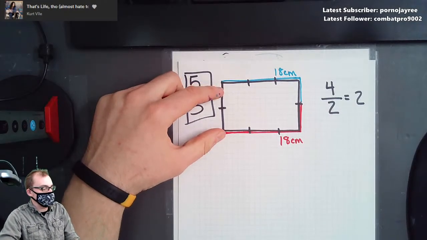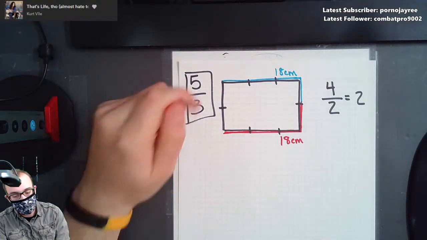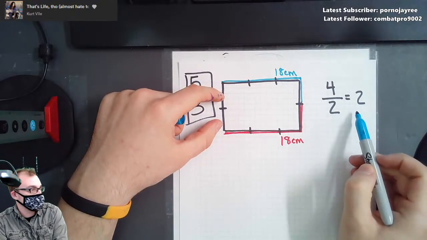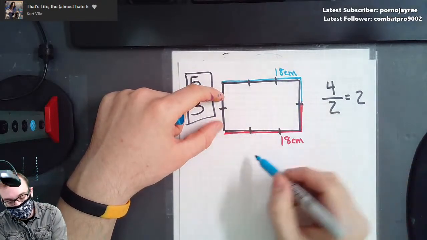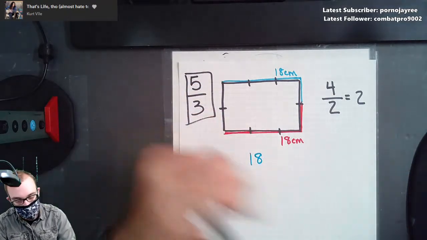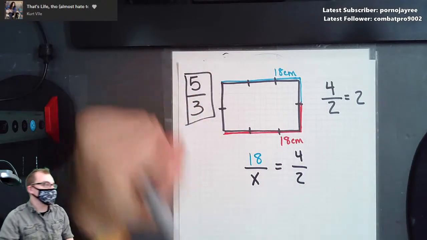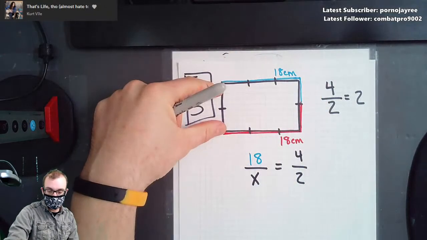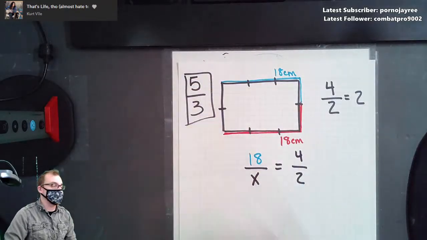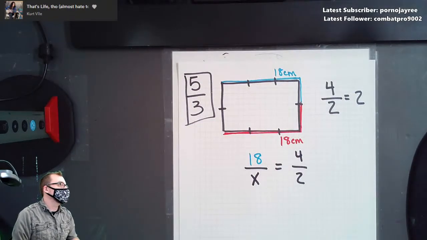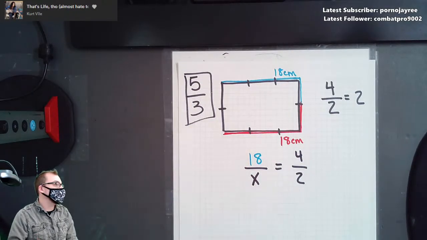How do we know this is half? Because Geneva said 4 segments versus 2 segments is double. So 18 should have the same relationship to this. Let's call it x. As 4 and 2 have a relationship, right? 4 segments goes to 2 segments the same way 18 relates to what number? 4 and 2 have the same relationship as 18 and what? 9.